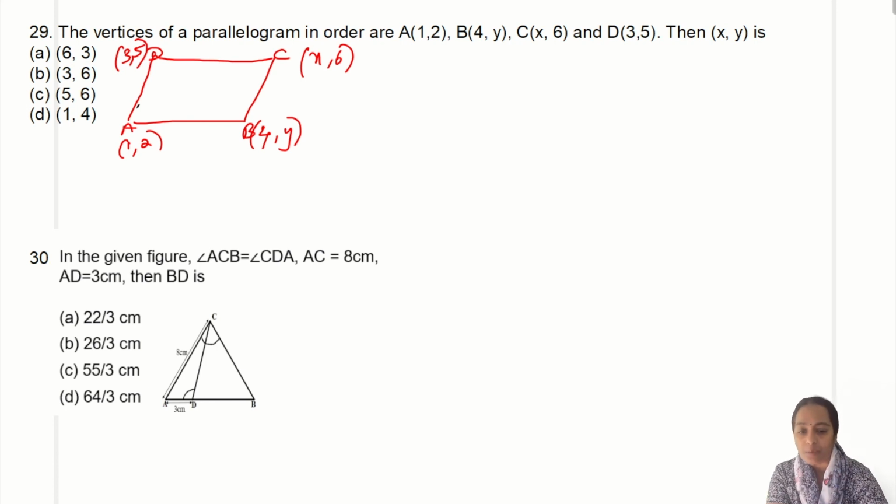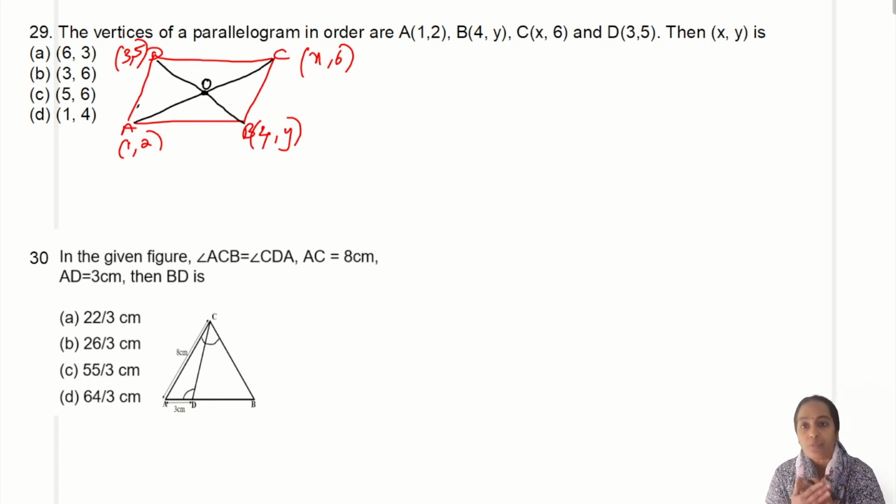So we know the property of a parallelogram, children. What is the property? In a parallelogram, the diagonals AC and BD intersect and bisect each other. So you have the common point, the midpoint of AC, because the diagonals bisect each other.